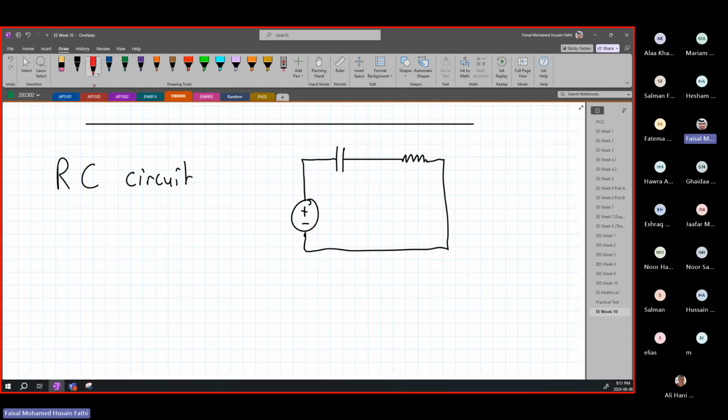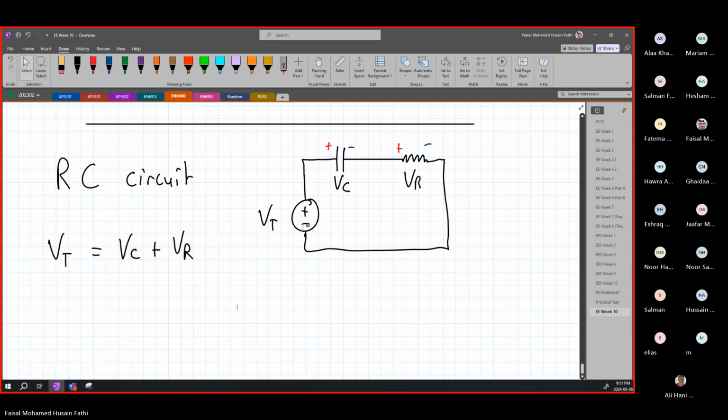Remember what I told you early on. This is going to be plus, plus, minus, minus. And then, remember what I told you early on. So this over here, we're going to call this the voltage total. This we're going to call voltage of the capacitor, and this we're going to call voltage of the resistor. Since they're connected in series, voltage total is equal to voltage of the capacitor plus the voltage of the resistor. Okay? Very simply, this is the case.